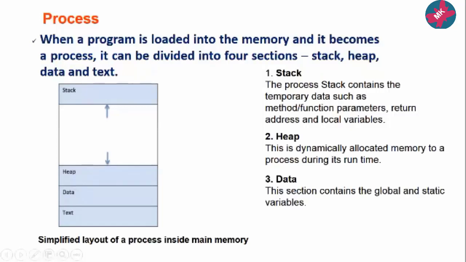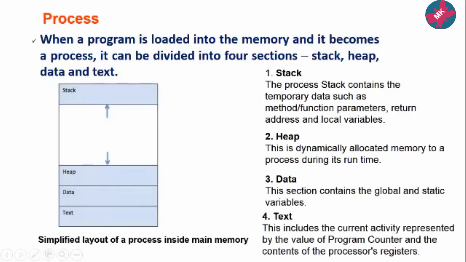And the last section is the text section. This consists of the current activity represented by the value of the program counter, and the contents of the processor registers. Now you know that a microprocessor has lots of general purpose registers and some special registers, isn't it? So this particular section consists of the contents of these processor registers, and it also has one particular parameter called program counter, which keeps track of the current activity that is going on in the process.